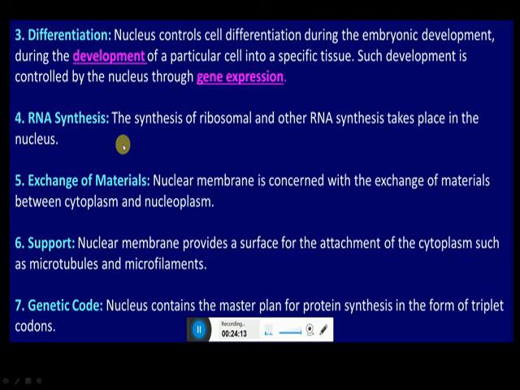Then one part is nucleocytoplasmic interaction. We are going to see it in lecture 7, that is the next lecture.